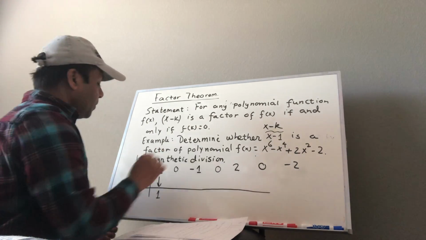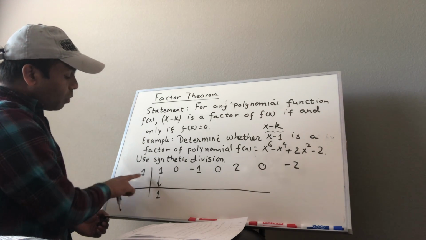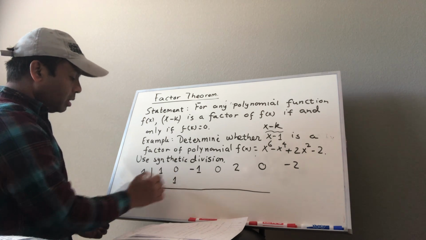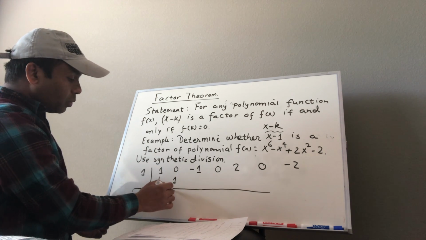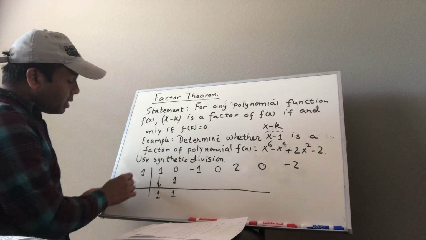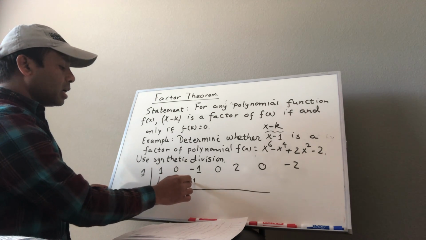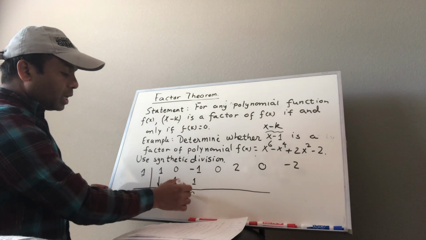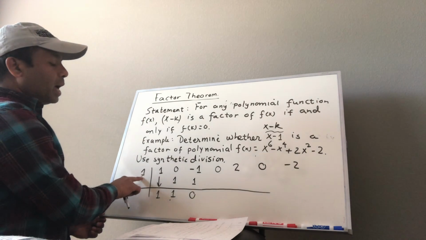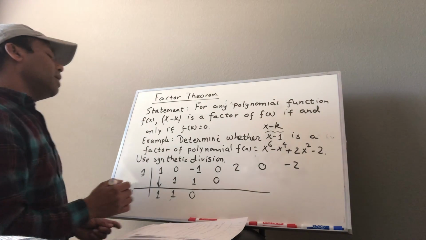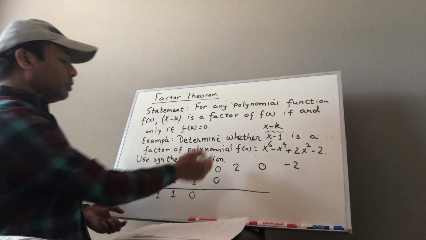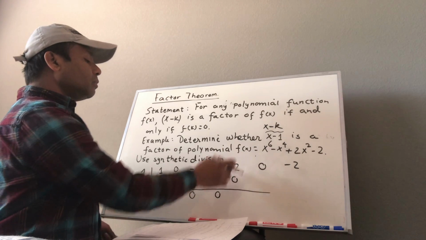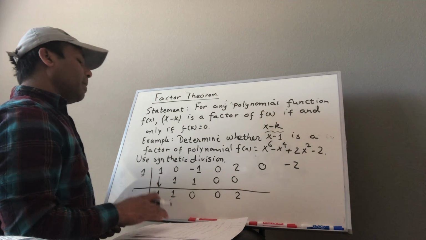And then you multiply this with this, 1 with 1, which is 1. You write it just below the 0. So you add 0 with 1, 0 plus 1 is 1. You repeat the same process, 1 times 1 is 1, right below the negative 1. You combine negative 1 with positive 1, you will get 0. You multiply 1 with 0, which is 0, right? And combine 0 with 0, so 0 plus 0 is 0, right? So 1 times 0 is again 0. So 2 plus 0 is 2.